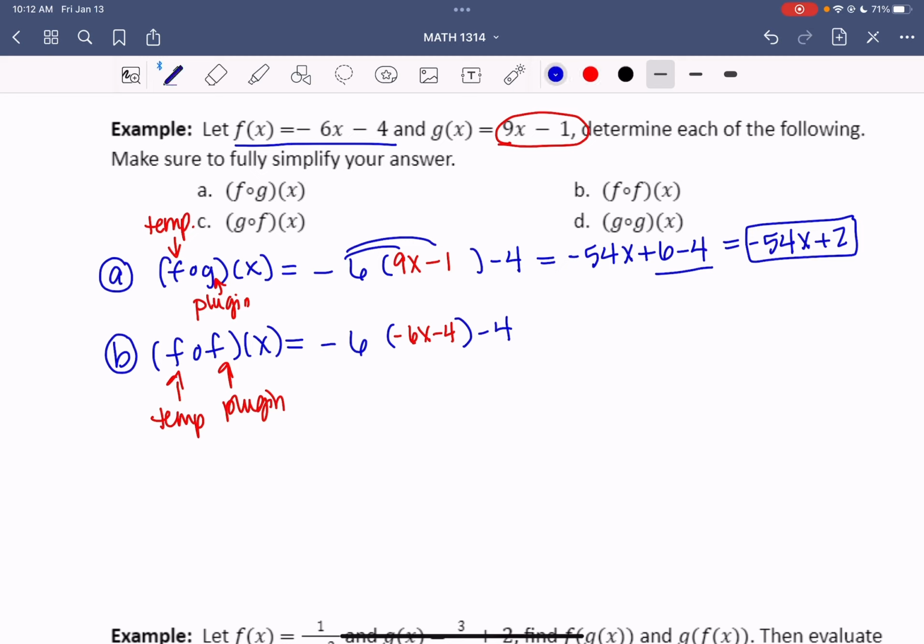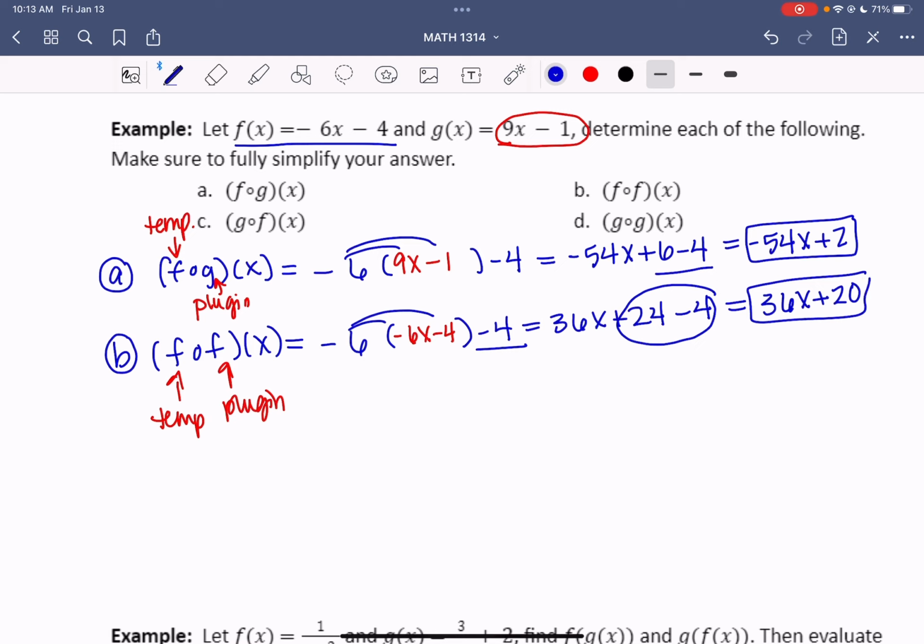Now I want to clean it up. Distribute, which gives me positive 36x plus 24, and I'm going to bring over this minus 4, and then again combine these two together. So it gives me 36x plus 20. So you can see in part A and B, not too bad. You always want to simplify them down. Your answers always need to be fully simplified. In an exam situation, simplified is what's going to give you full credit. You might get partial credit along the way, but the boxed answers are what we are looking for.